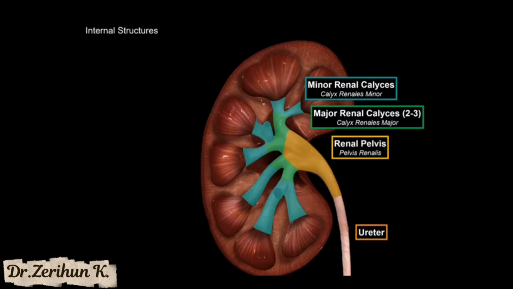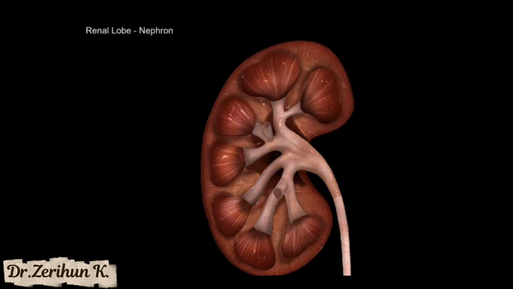Finally, the renal pelvis gives the ureter. So ureter is the continuation of renal pelvis. So those are the internal structures of the kidney. This is all about the internal structure of kidney and the external structure of kidney. Totally, this is all about gross and microscopic anatomy of kidney.